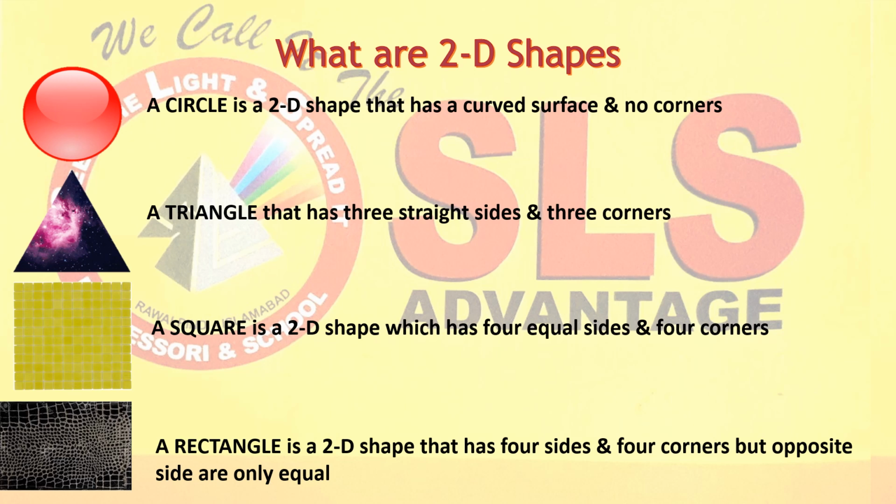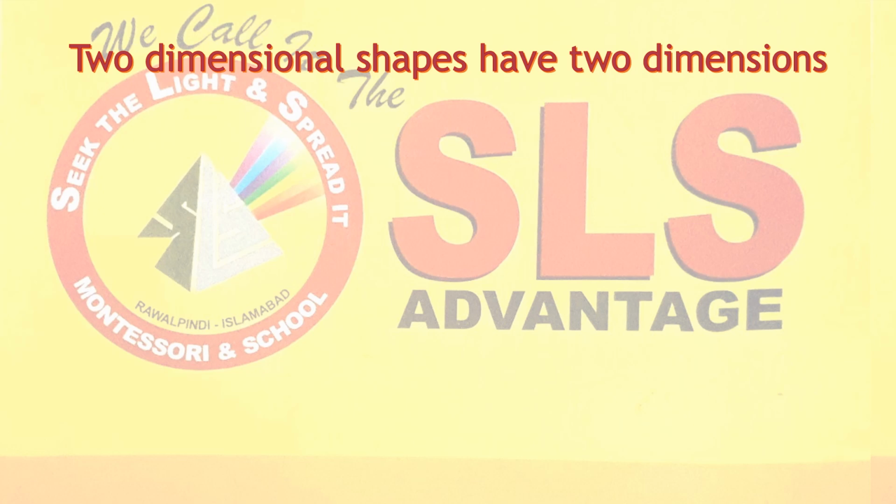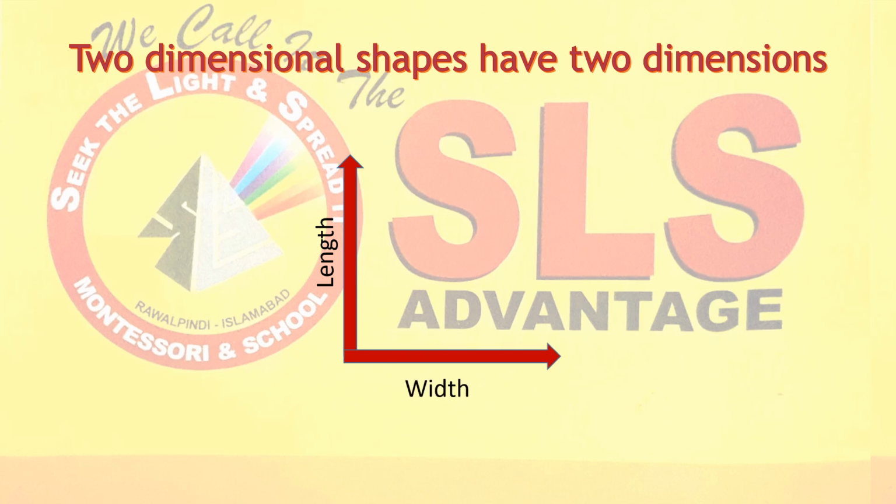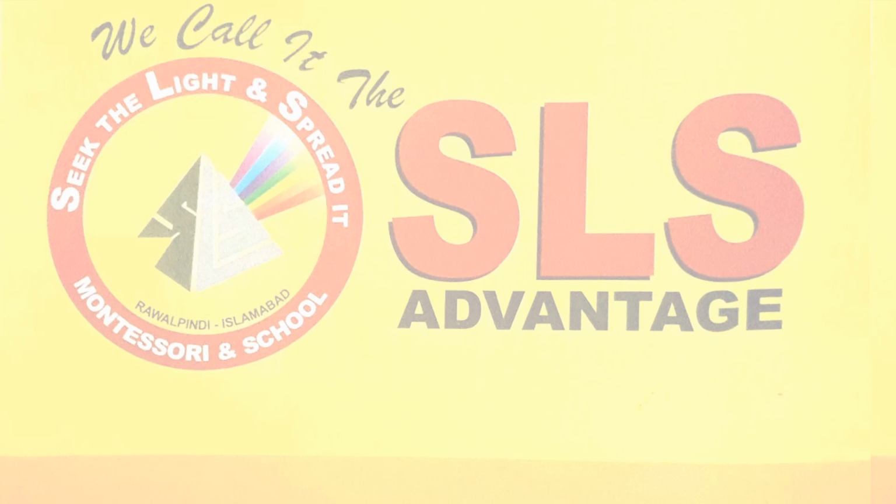Now let's learn more about it. As you can see, two-dimensional shapes have 2 dimensions. That is the length and the width. That's why it is called two-dimensional shapes. And always remember, 2D shapes are flat. We measure the length or how long is the shape and width or how wide is the shape. We have learned 2D shapes.